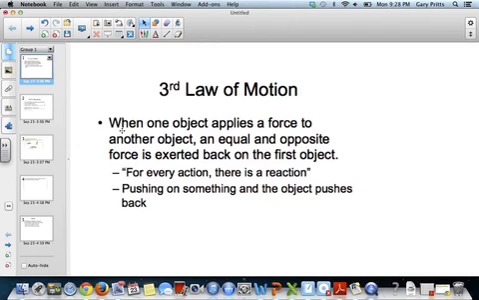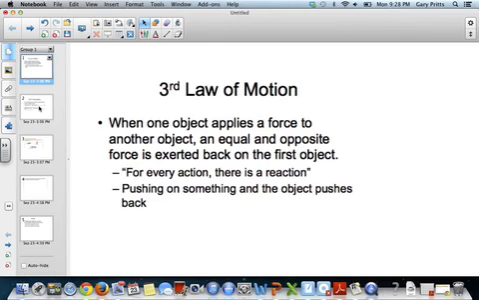Newton's third law of motion is the idea that whenever you have a force, that force exists between two objects, and there's force applied both ways. So when you have an object applying a force to another object, you have an equal and opposite force exerted back on the first object. And this is where you get the idea that for every action, there is an equal and opposite reaction. Whenever you push on something, that object will push back on you.